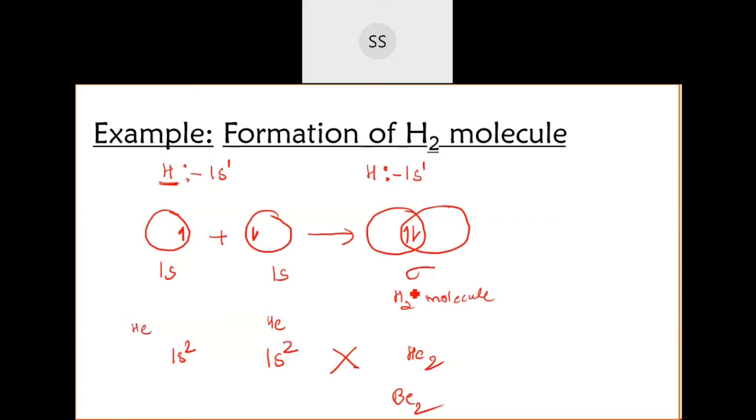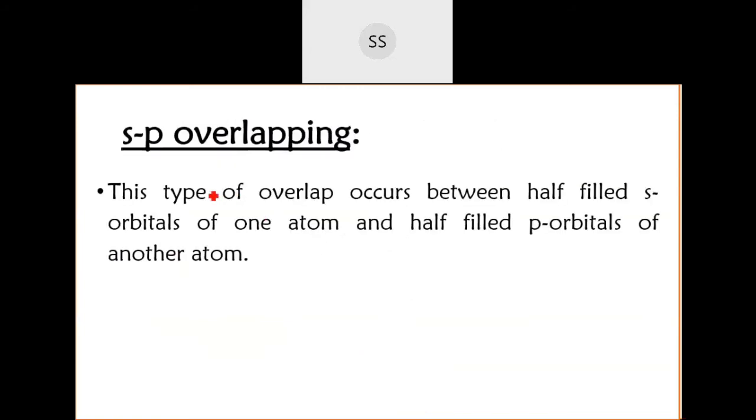See, the next overlapping is called sp overlapping. As the name says, s and then p. That means one half-filled s orbital overlaps with a half-filled p orbital. Such type of overlapping is named sp overlapping. Like you take one s orbital and one p orbital in one particular axis, so these two overlap together.